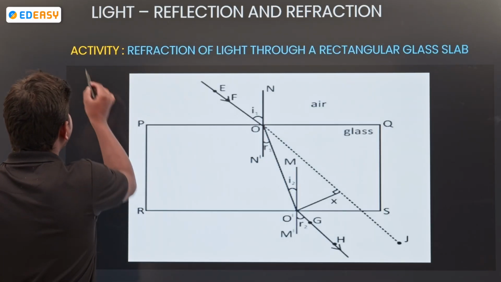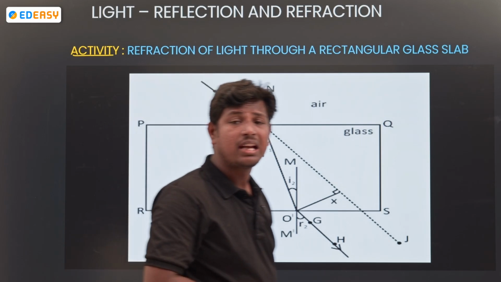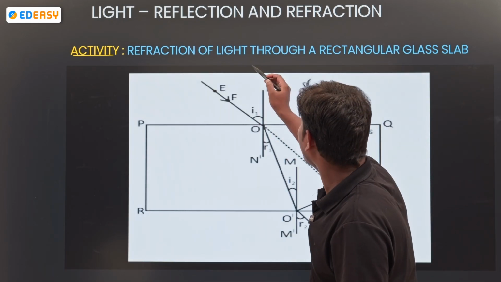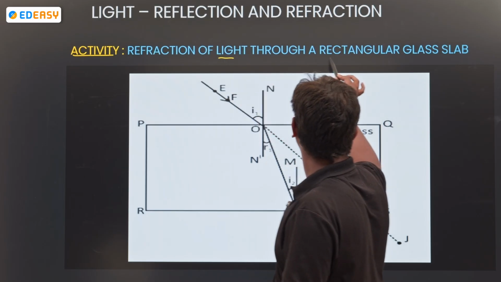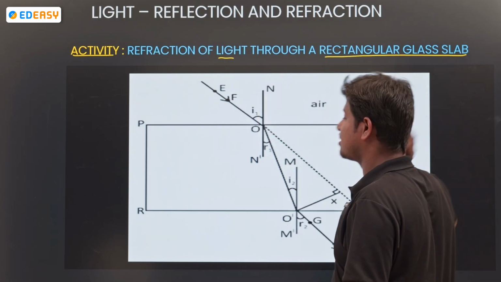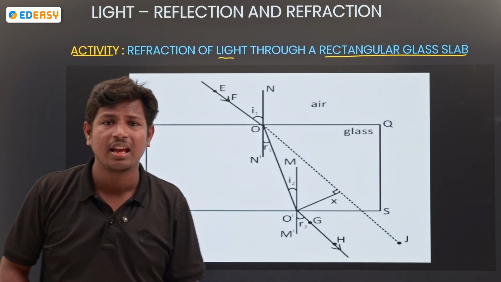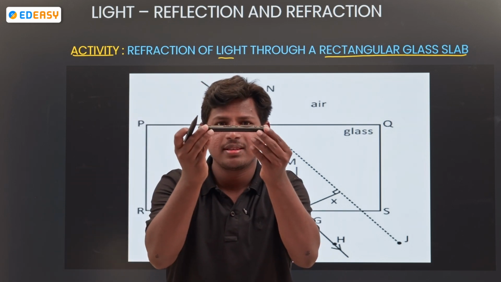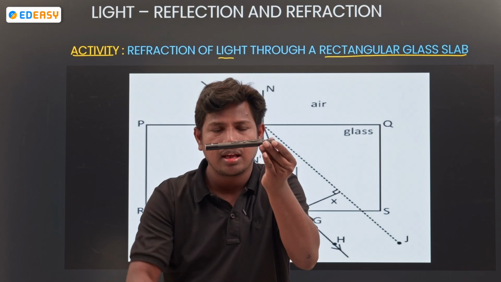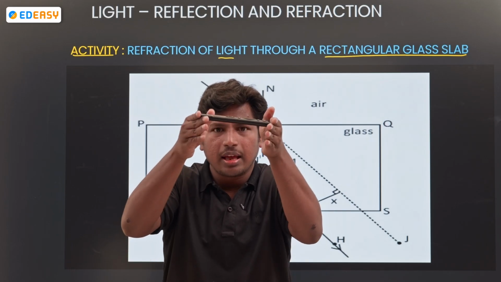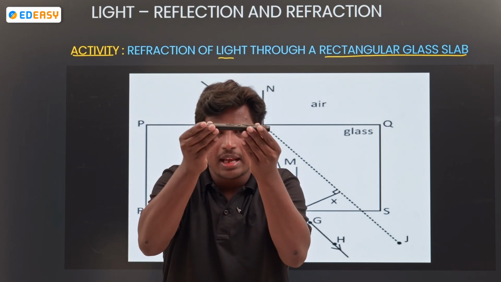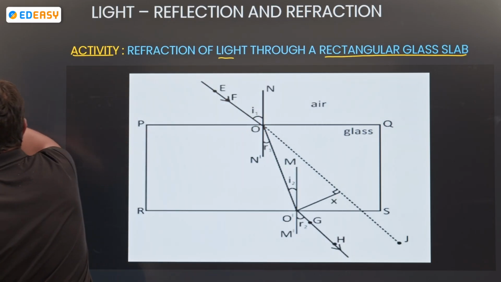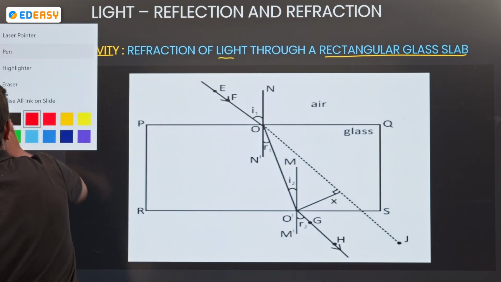Next one. Look here, activity. What activity is this? Refraction of light through a rectangular glass slab. Which one do we take here? Rectangular glass slab. See here, like this it will be rectangular. We take a rectangular glass slab here. So look at the activity.